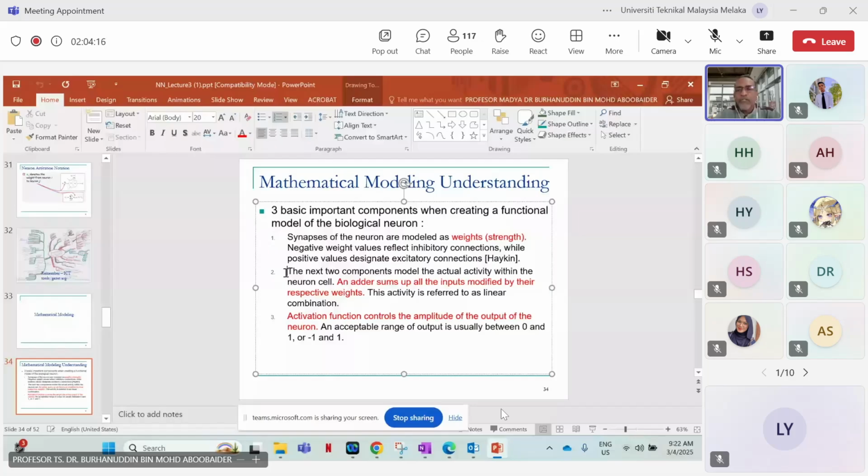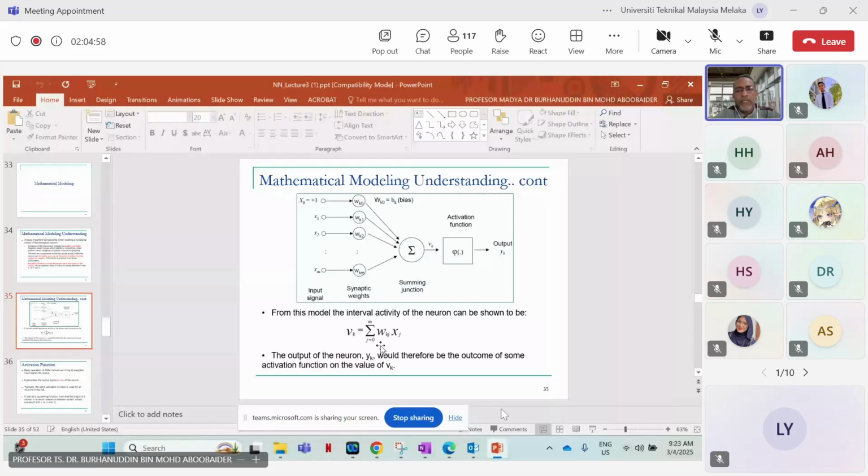The next component models the actual activity within the neuron cell, which is the adder, the summation, and then their respective weights, as I mentioned just now. Then we have a linear combination, as we have mentioned: x1 times w1 plus x2 times w2 plus x3 times w3 up to xn times wn, right? So it's a linear combination. Next we have the activation function: 0 and 1, -1 and 1, and so on. So this is the mathematical modeling. You can see the formula here. I think you understand the formula; I already briefed you about it for the last few weeks.